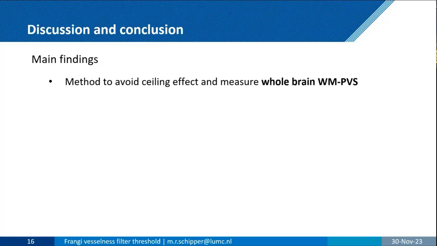And moving on to the main findings. So first of all, we introduce a method to avoid the ceiling effect that you see in the normal perivascular space assessments, and we measure whole brain white matter perivascular space volume. I think that this is of importance for longitudinal studies.